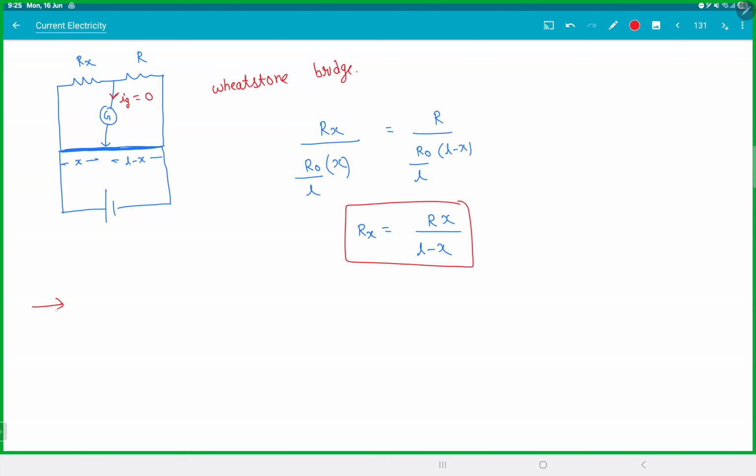And if you see a few things here, the balancing length doesn't depend on the area of cross section. You take a thin wire or a thick wire, it doesn't matter. Since it is a ratio, it gets cancelled off. So balancing length is independent of area of cross section. Yeah, just make sure the wire is uniform though.